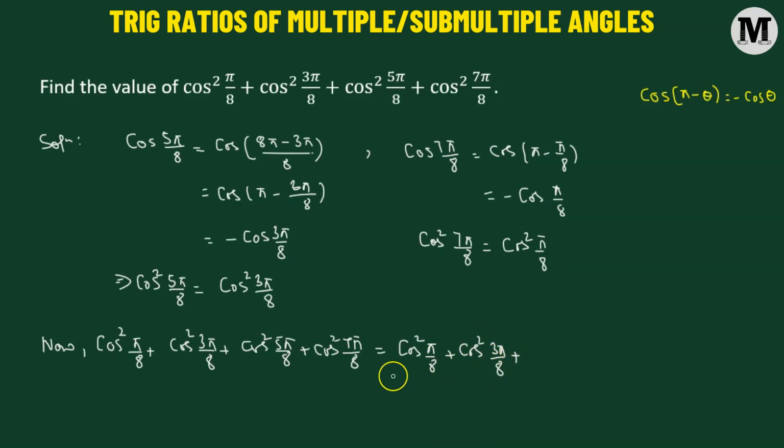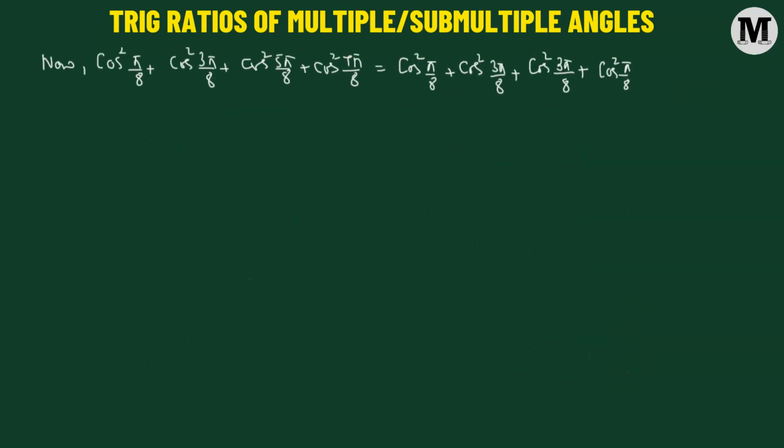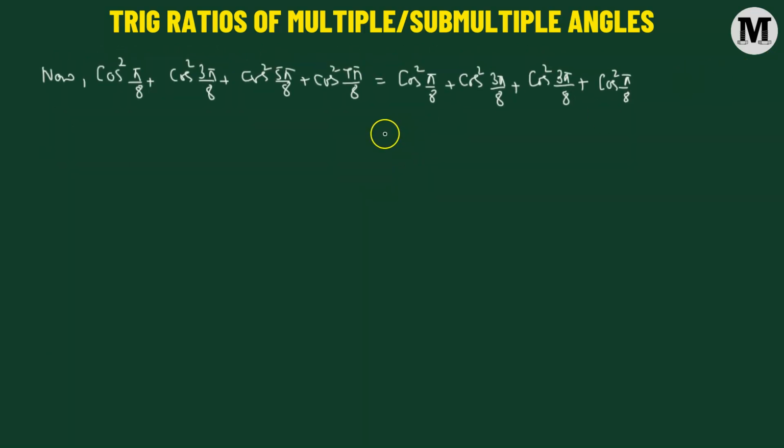Now in the third term we have cosine squared 5 pi over 8. We're going to use the fact that it's equivalent to cosine squared 3 pi over 8. And then coming to the fourth term, we have cosine squared 7 pi over 8. We are going to use the fact that it's equivalent to cosine squared pi over 8. Now, as we can see, the first and the fourth terms are exactly the same. So we get 2 times cosine squared pi over 8. And the second and the third terms are exactly the same. So we have 2 times cosine squared 3 pi over 8.